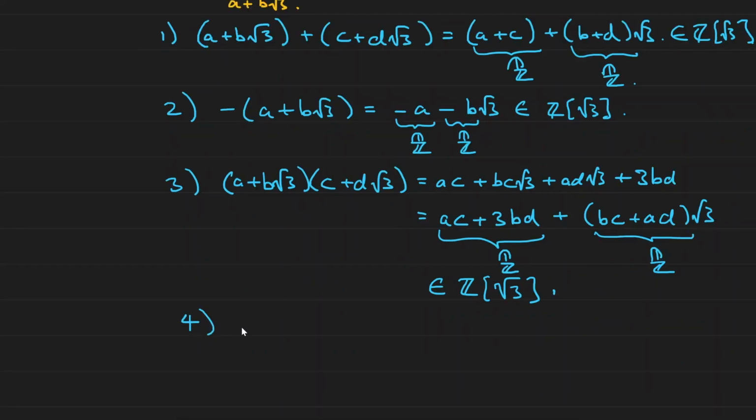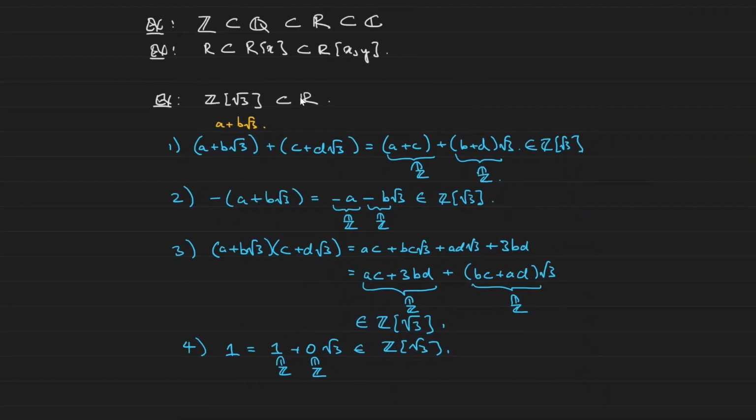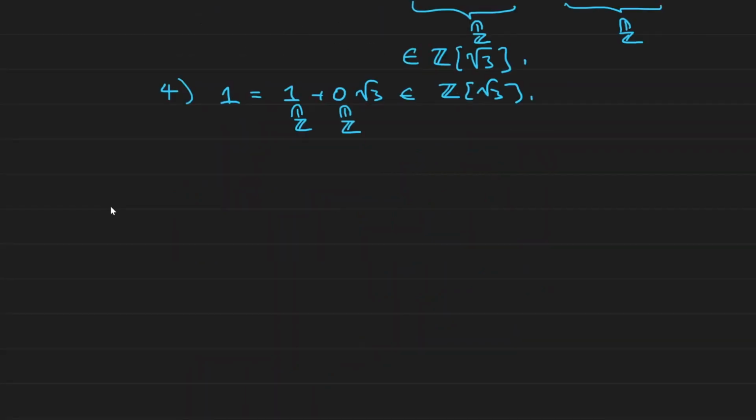And finally, we just need to check that 1 is inside of this subset, but 1 we can just rewrite as 1 plus 0 square root of 3. 1 is an integer, 0 is also an integer, so this 1 definitely lies inside of Z adjoined square root of 3. Because all 4 of these conditions hold, we don't even need to check that Z adjoined square root of 3 satisfies all of those 8 axioms, as well as the closure axioms. It's enough just to check these axioms, and all the other axioms are inherited from this parent ring R. So that's a subring there.